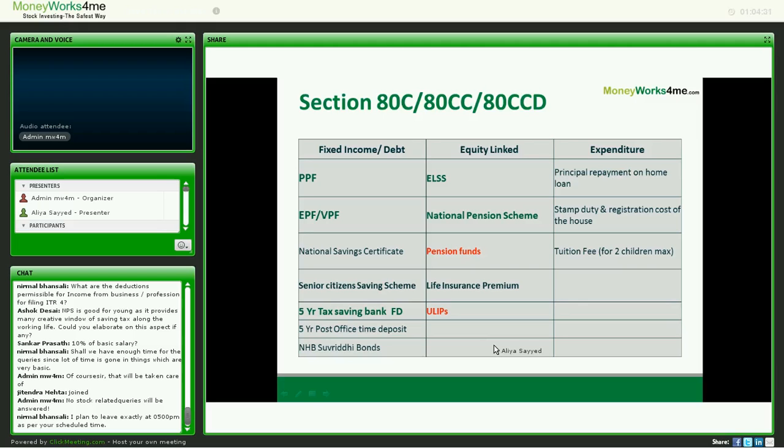and the house should be in your name. So this is definitely two or three conditions that will have to be met.